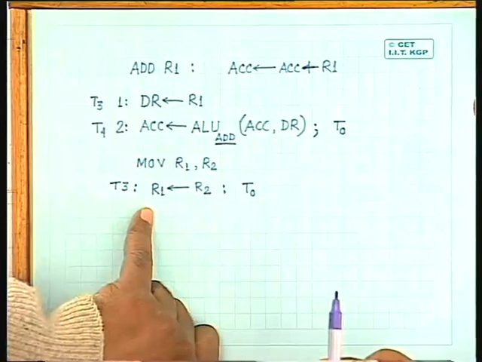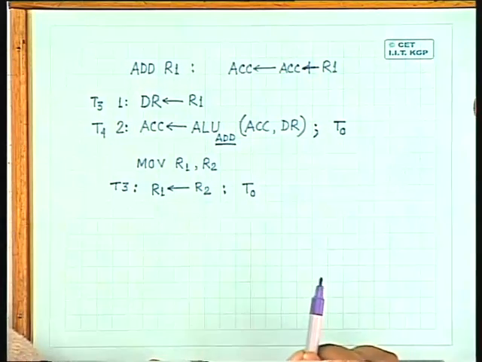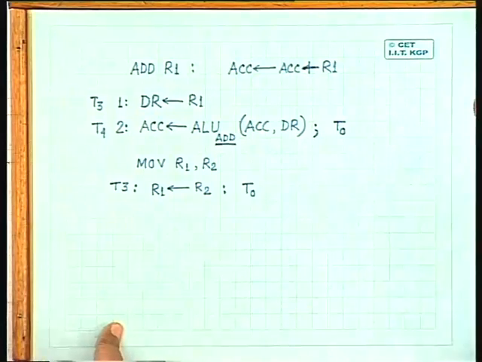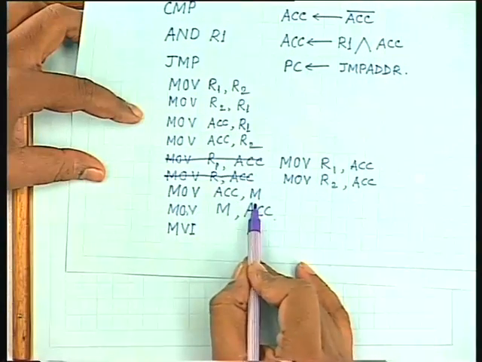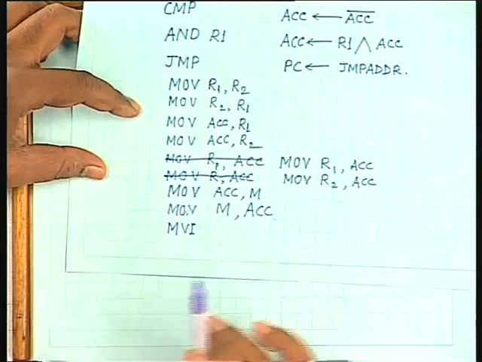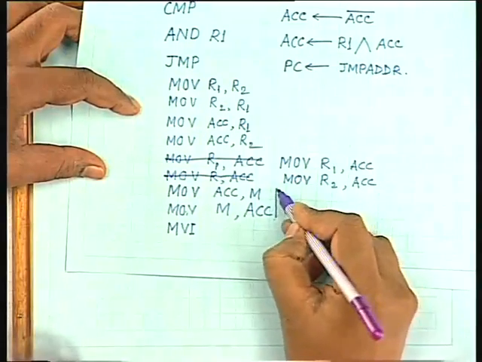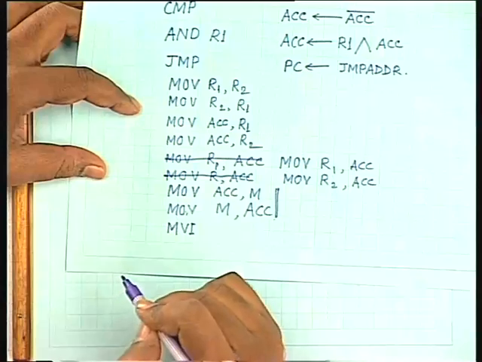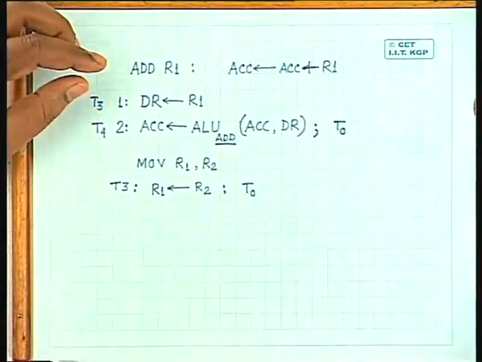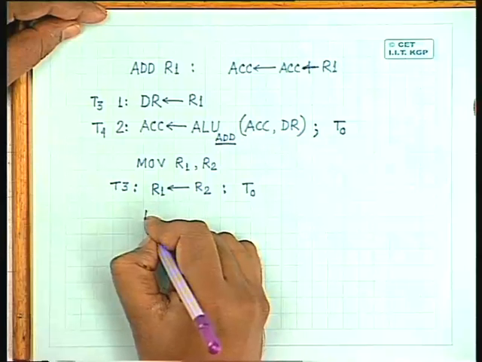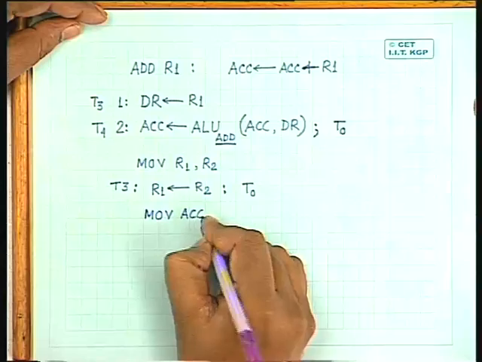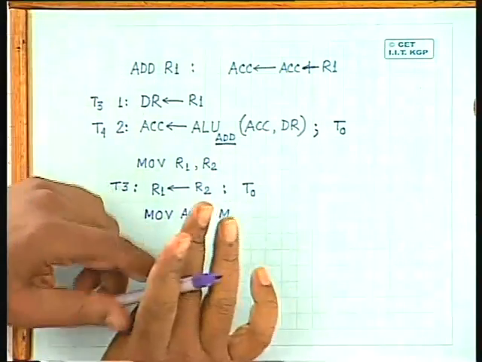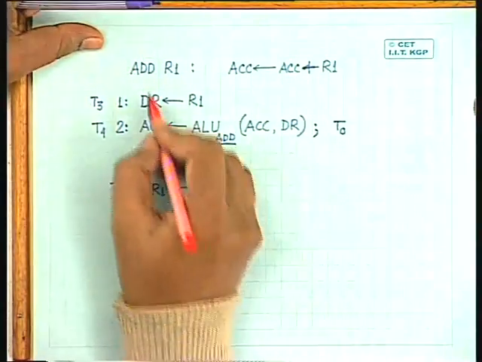Let us take a memory reference operation. In our instruction set, we have put only memory reference instructions which are data transfer operations, like move accumulator comma memory or move memory comma accumulator. These are the only 2 memory reference instructions that we have put. Let us take any of them, say move accumulator comma memory. So these are the instructions that we are doing.